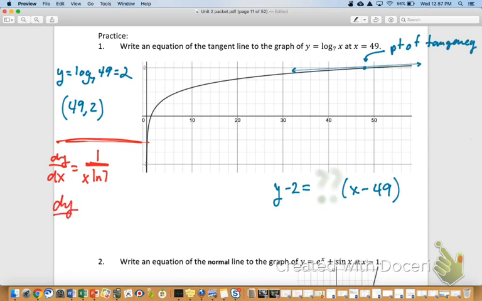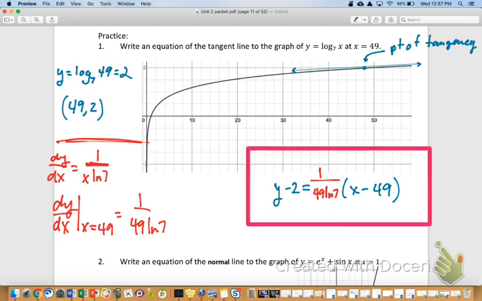So dy/dx evaluated at x equals 49 would be 1 over 49 ln of 7. And that's what I would actually drop in there, because that's the slope of that curve and that line at the point of tangency. So if I write that in here, 1 over 49 natural log of 7, that then would be my complete and final answer.